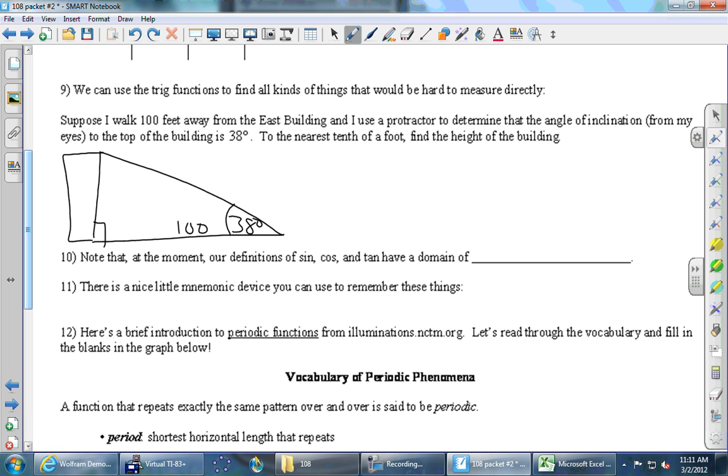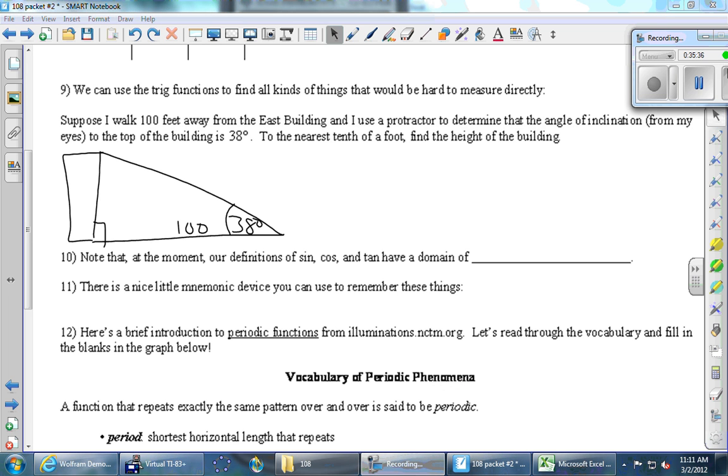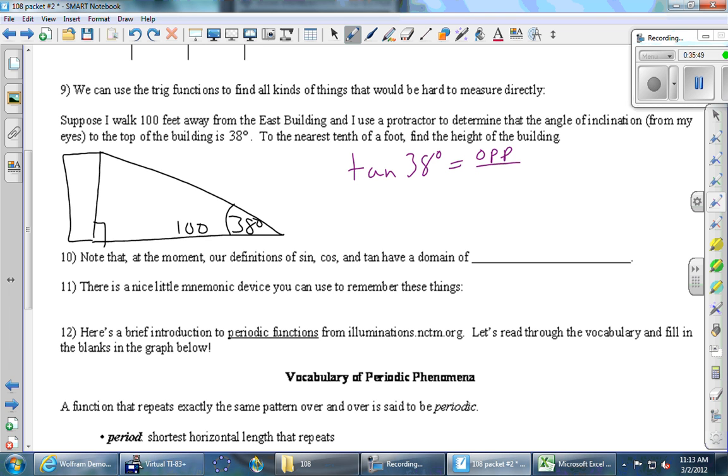Can you guys use some sine, cosine, or tangent to find the height of the building? So which trig function is the one to use here? Tangent. So we know tangent of 38 is the opposite side, which we want, divided by the adjacent side, which is 100. Instead of typing in tan 38 at this moment, I'm going to go ahead and multiply both sides by 100. Do you guys buy that? So the opposite side is 100 times the tan 38.